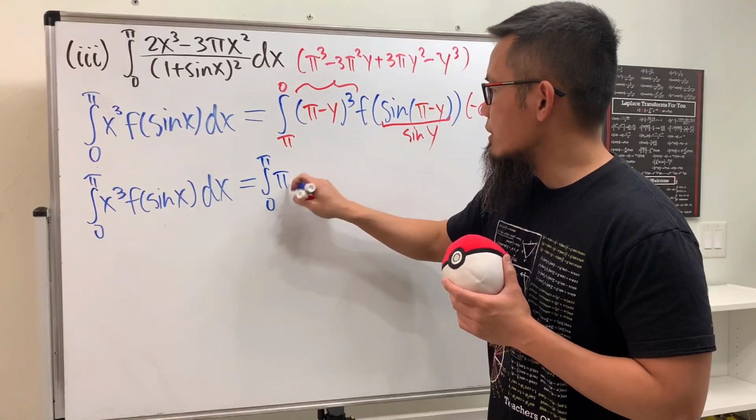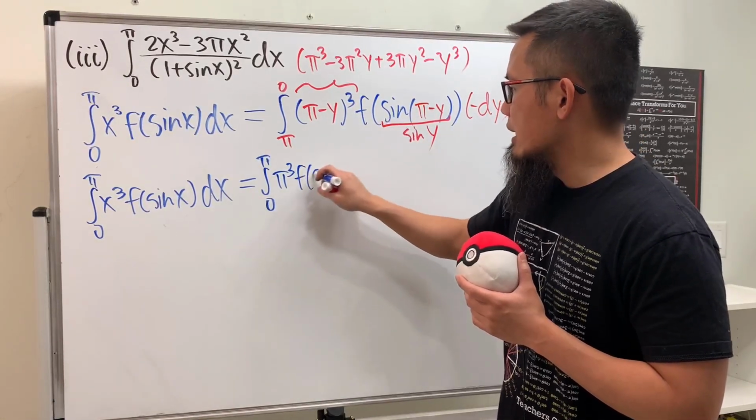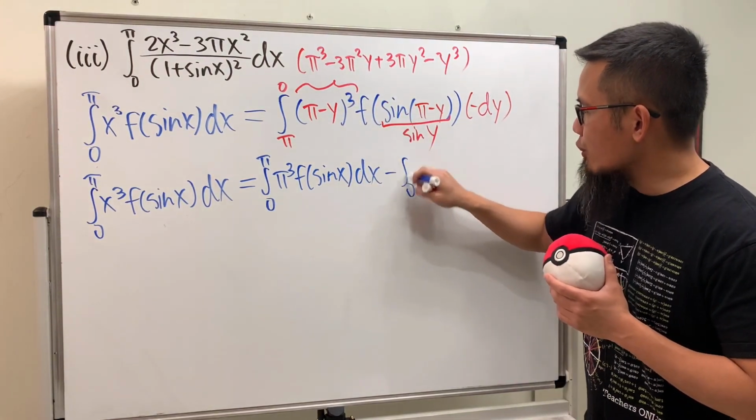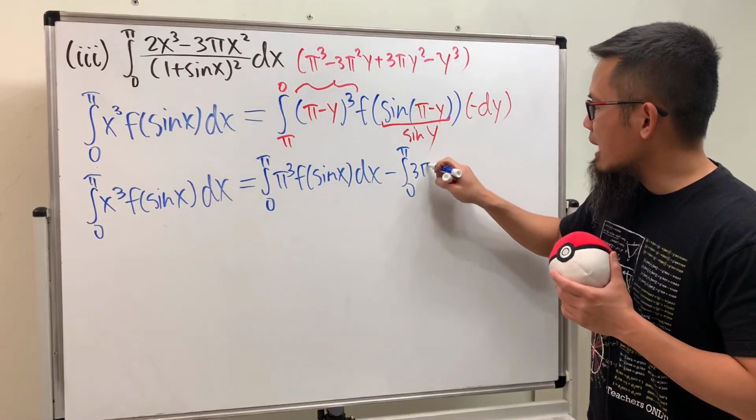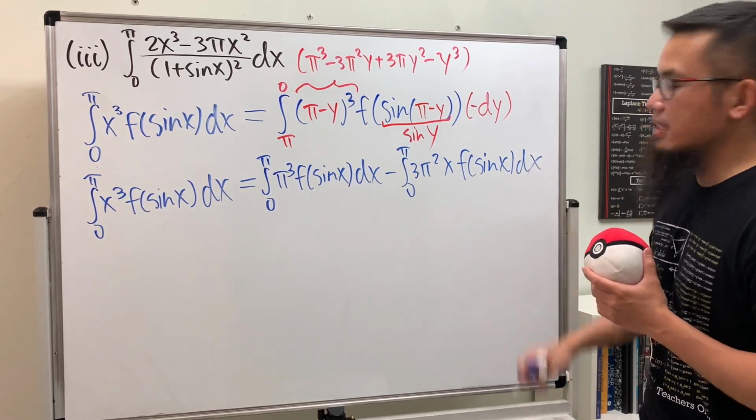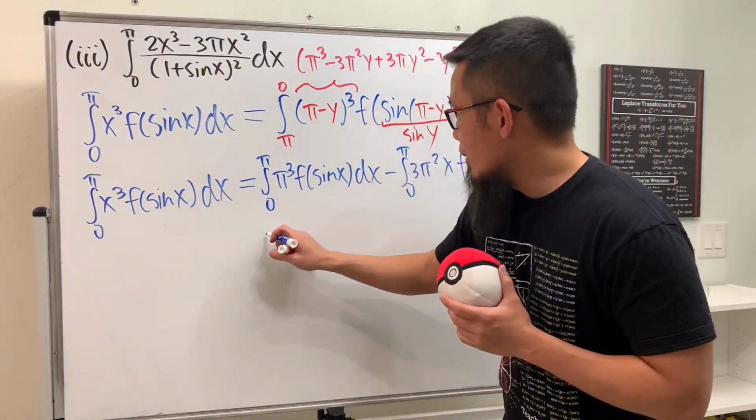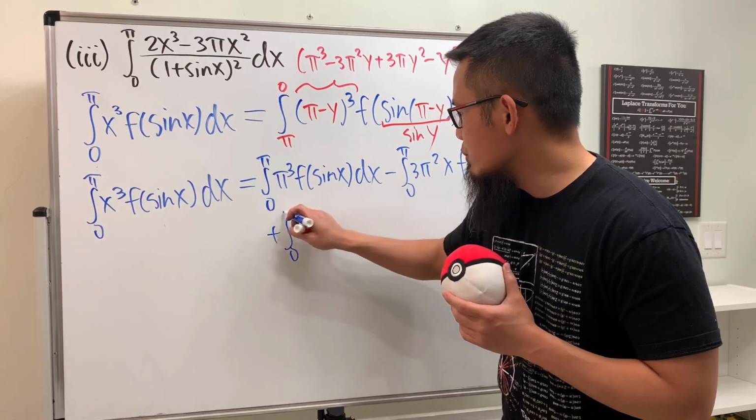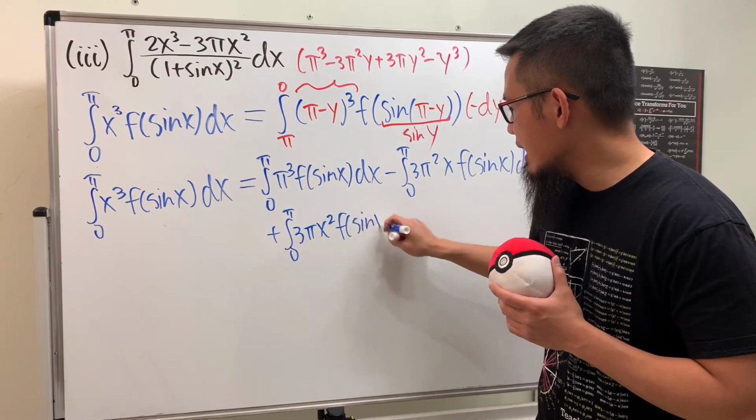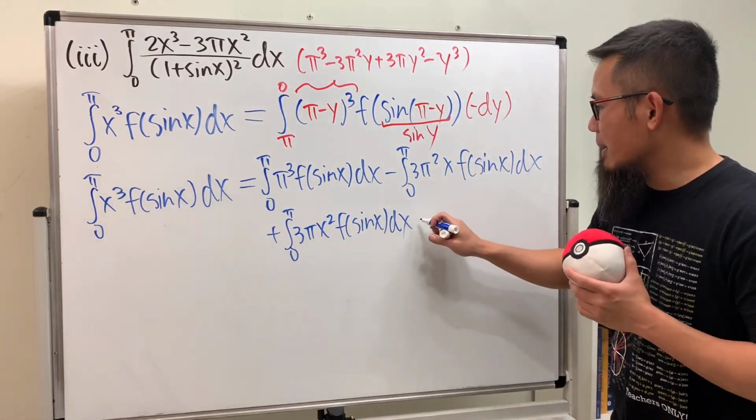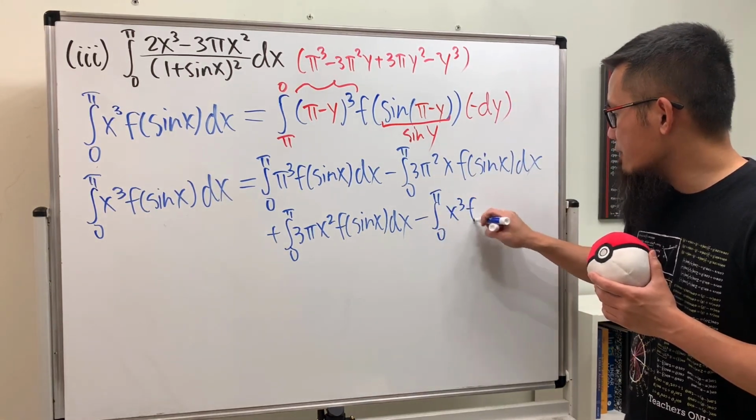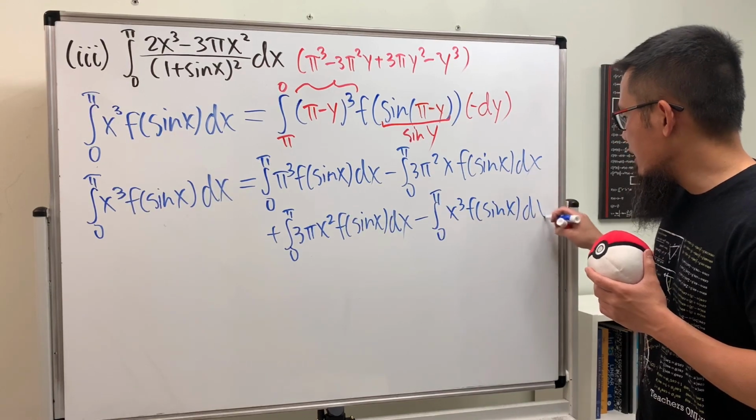So here we have pi to the third power, and then we will have f of sine x dx, and then next we have minus the integral going from 0 to pi of 3 pi squared x, and then f of sine x dx, and then continue this guy. So we will have to add the integral going from 0 to pi of 3 pi x squared f of sine x dx, and lastly minus the integral going from 0 to pi of x to the third power f of sine x dx.